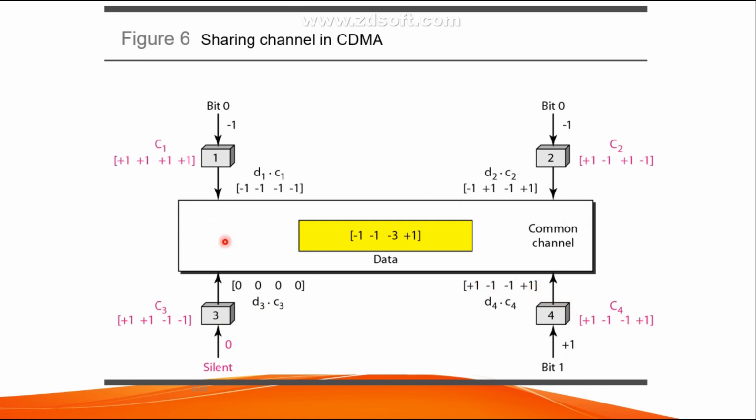Now on a common channel, all this data is going to be added by its corresponding elements only. That is first column, added across each station: -1 plus -1 is -2, then -2 plus 1 is -1, and -1 plus 0 is what? -1. So we are going to write -1 over here.